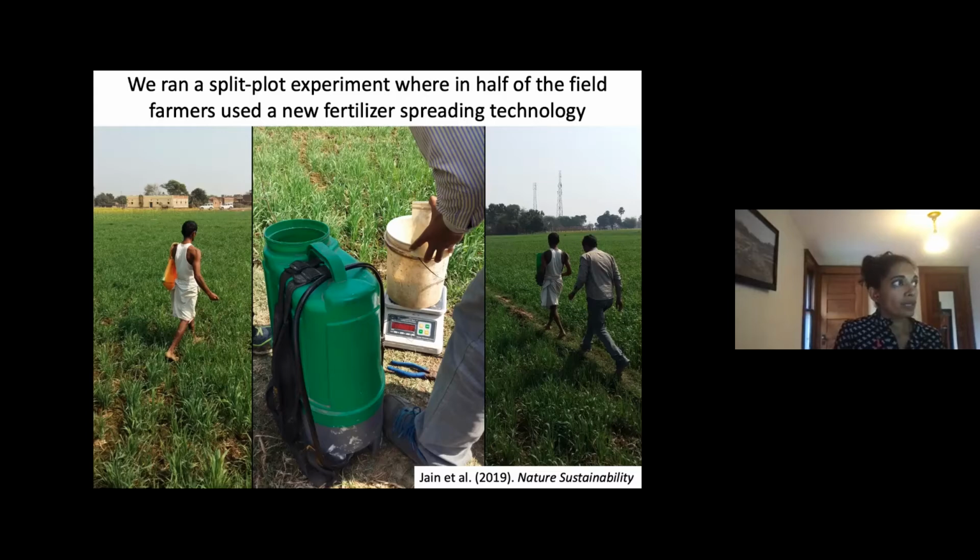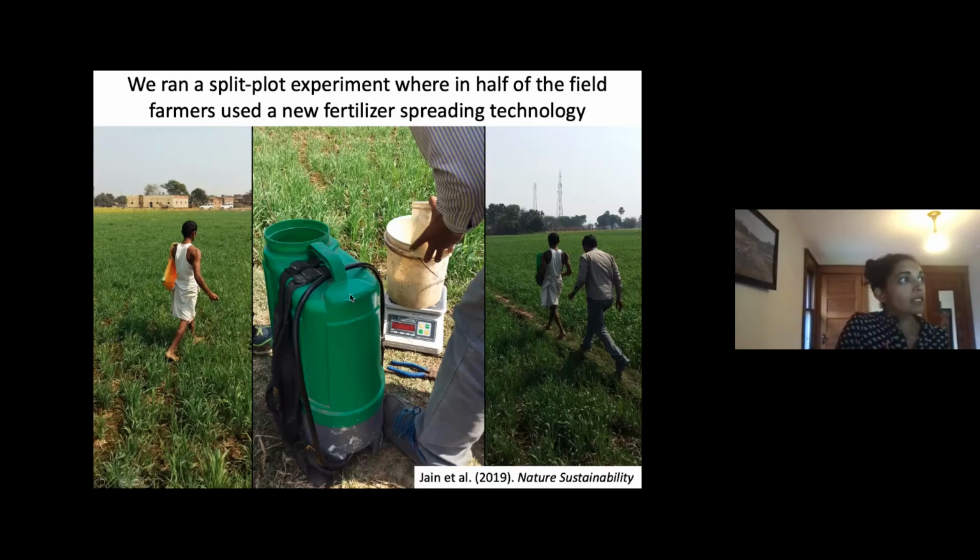And what we did was we worked with them to use a new method to apply fertilizers in their field. So typically in this region, farmers are mostly hand broadcasting their fertilizers. But many scientists and researchers have thought that this might be suboptimal because it could lead to clumping in part of the fields and uneven application.